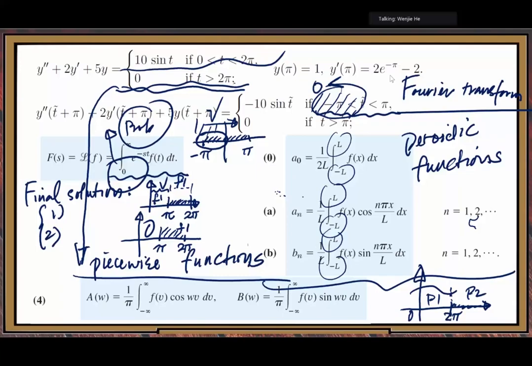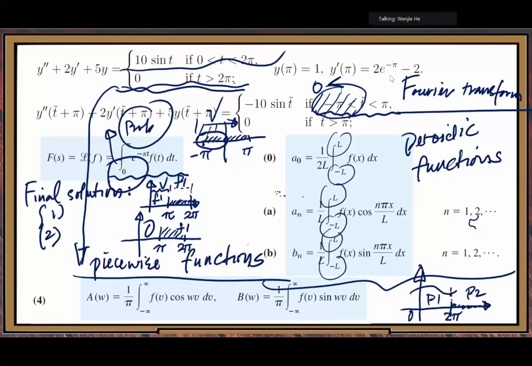Without using Laplace transform, if you separate the two pieces, we just use our regular way, homogeneous, non-homogeneous, YH plus YP. We can do that, right? No problem. But there is one issue.